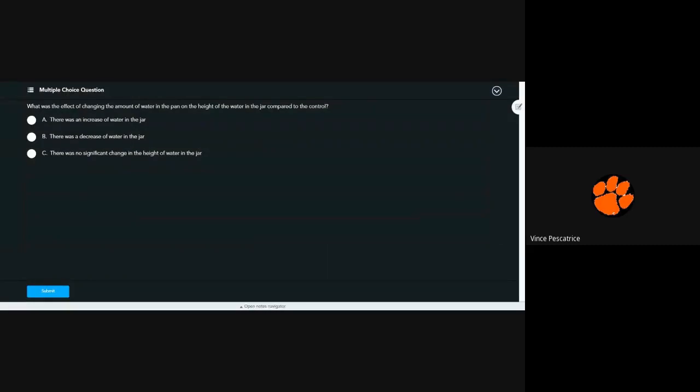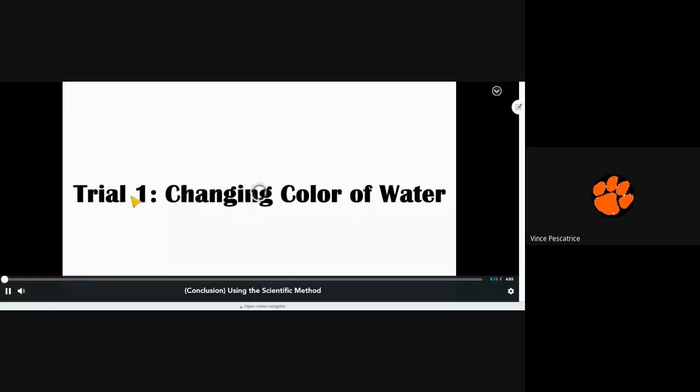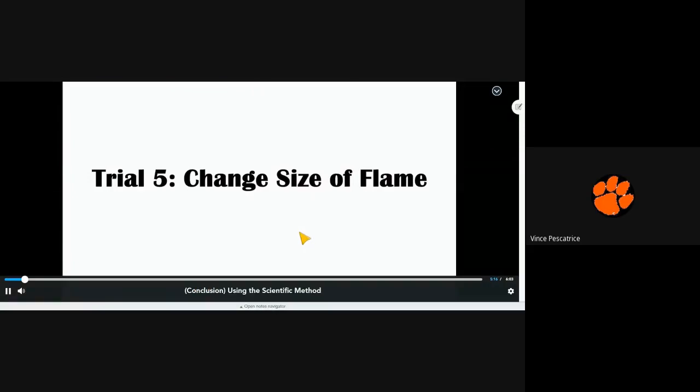I just did this one, so I need to be here. All right, so it's not trial one. Changing the size of the flame.